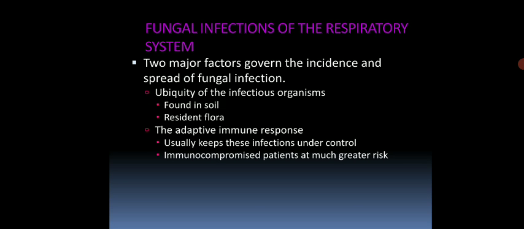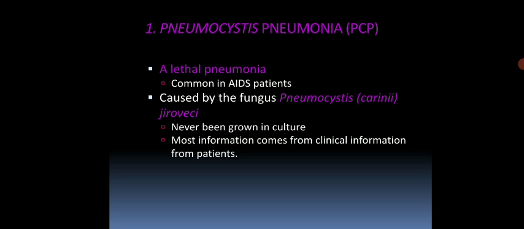Then fungal infections of the respiratory system. The major factors that govern the incidence and spread of fungal infections are the ubiquity of infectious organisms. So fungi, as we know, are ubiquitous. They are found in soil, and they are resident flora, part of the normal flora of our body, and the adaptive immune response usually keeps these infections under control. Immunocompromised patients are at much greater risk of fungal infection, and the first is pneumocystis pneumonia.